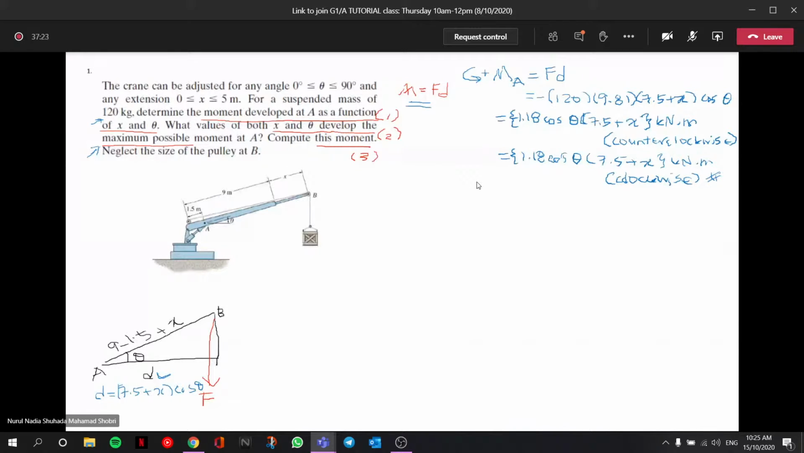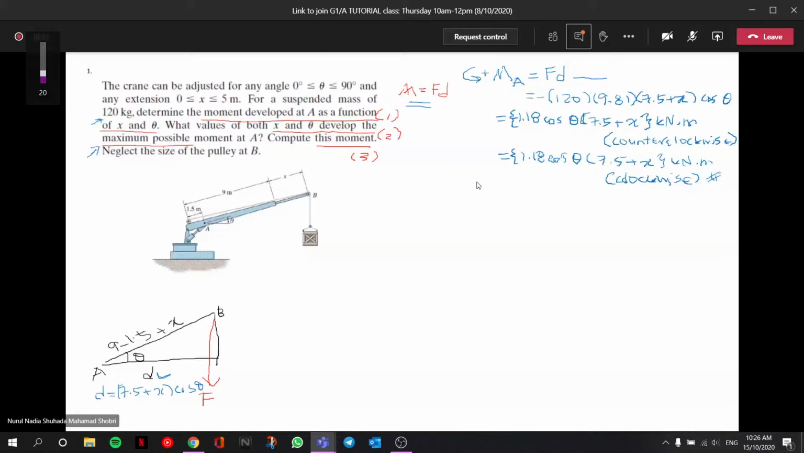Okay, wait. Miss, isn't anti-clockwise positive? Oh, actually, okay. It's true that the moment direction is anti-clockwise. You define the moment to be anti-clockwise, but the whole equation, the direction actually has to refer to the direction of the movement.